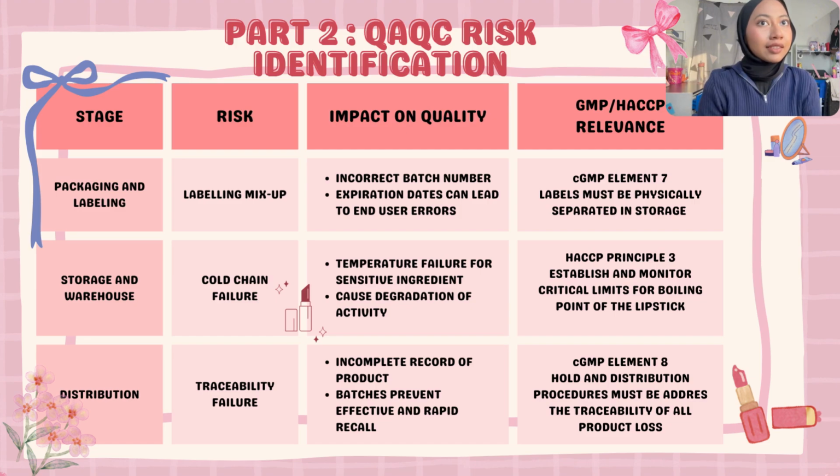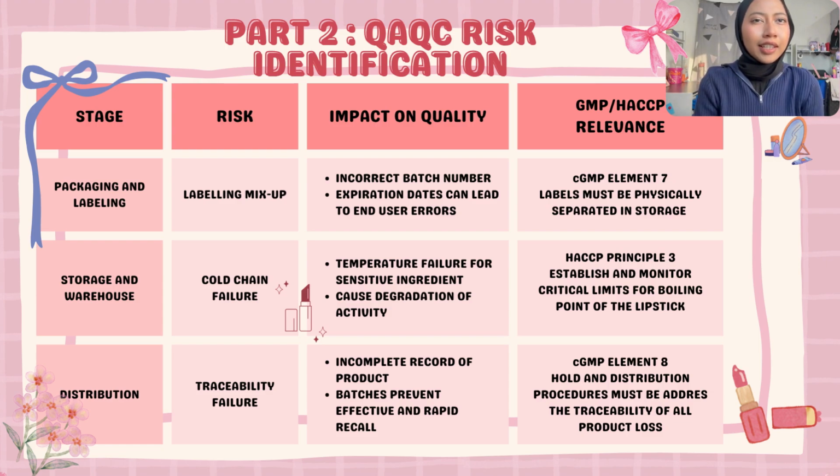Next, the second stage is storage and the warehouse. The identified risk is cold chain failure. If the temperature is not properly controlled, the sensitive ingredients may degrade and reduce the product quality and effectiveness. The HACCP principle is to establish and monitor critical limits to ensure the product remains safe and stable during storage.